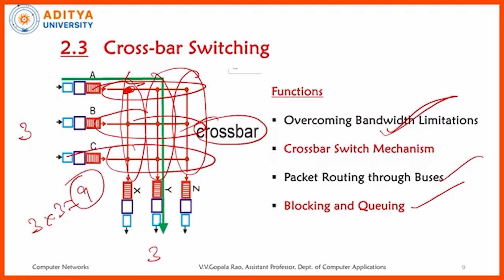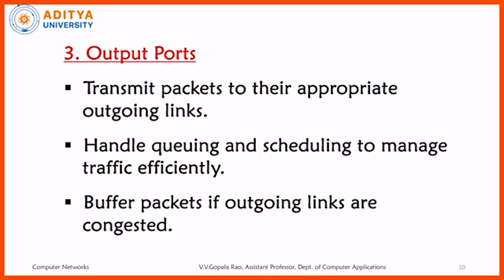So now we are going to see the other port, called the output port. The output port is the final destination port, where the final receiver is ready to take the information. What is the job of the output port? It has to transmit the packets to their appropriate outgoing link, because on that side the receiver is available to take the data. So transmission should be possible to the end processor. That is why it transmits packets to their appropriate outgoing link.